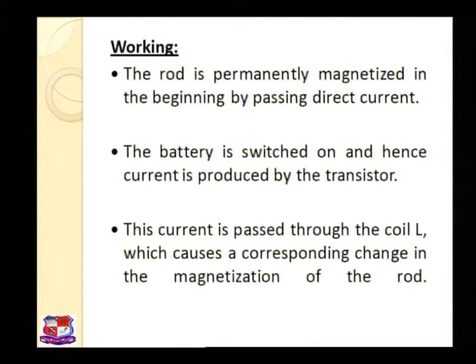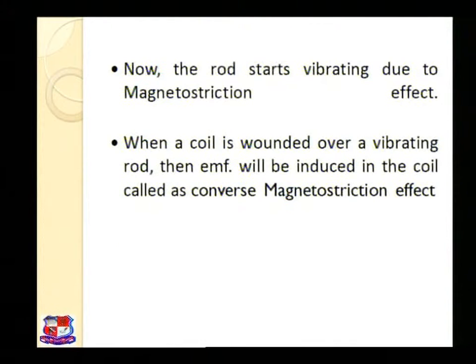The rod is permanently magnetized in the beginning by passing direct current. The battery is switched on and hence current is produced by the transistor. The current is passed through the coil L, which causes a corresponding change in the magnetization of the rod. Now the rod starts vibrating due to the magnetostriction effect.